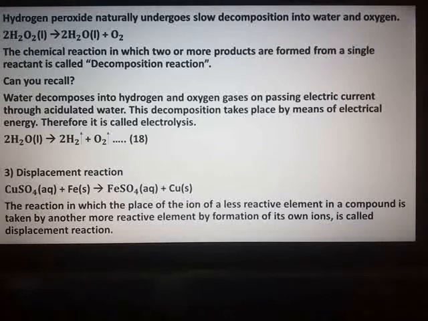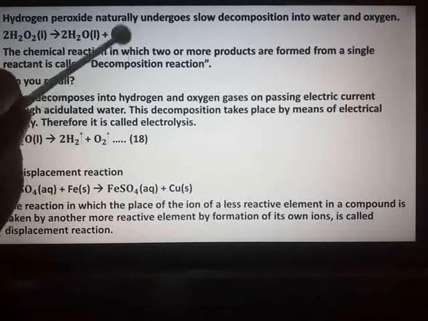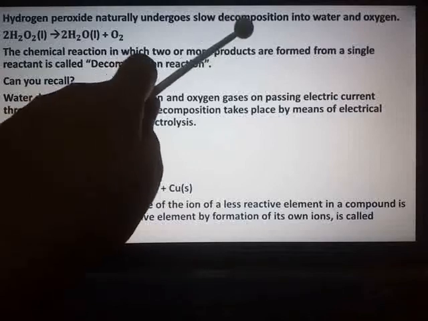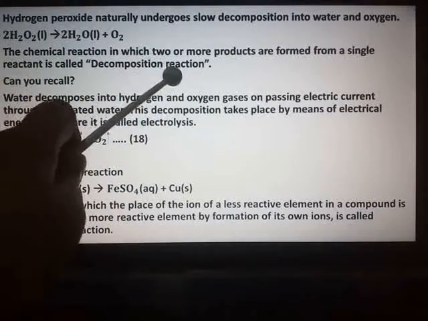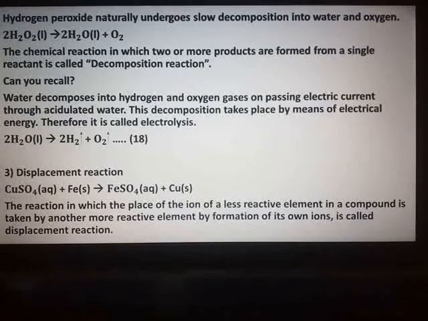Exactly opposite. The chemical reaction in which two or more products are formed from a single reactant is called decomposition reaction. Breaking down of a single reactant into two or more products. Different examples we had seen. Here you can see water being broken down into hydrogen gas and oxygen gas.